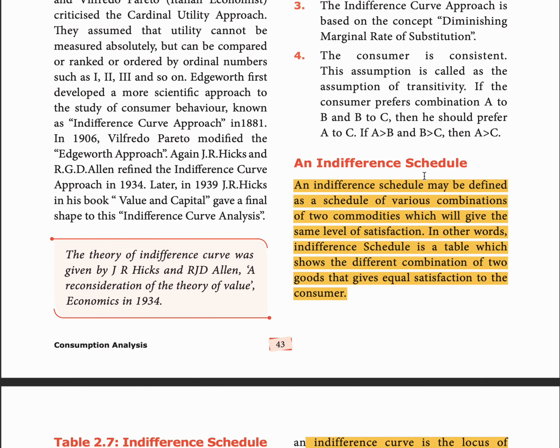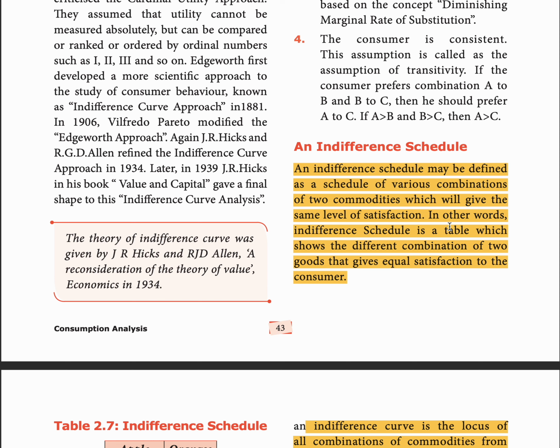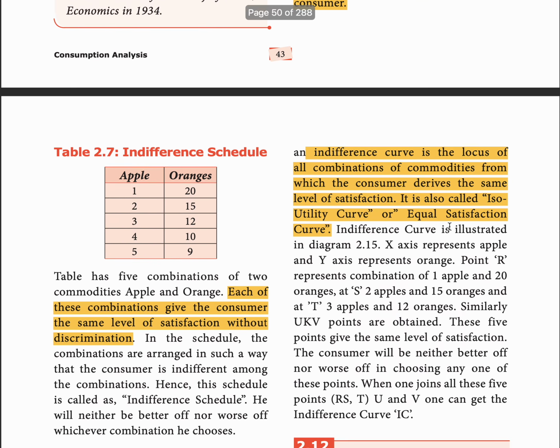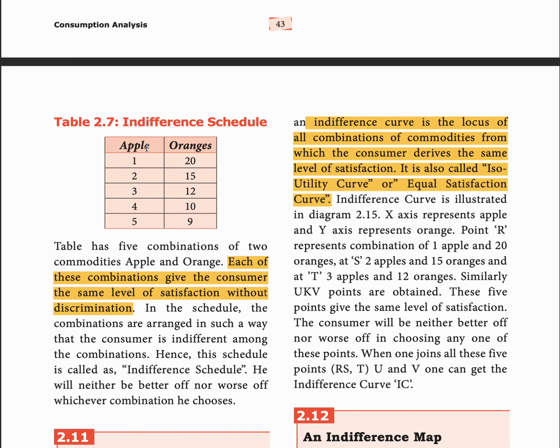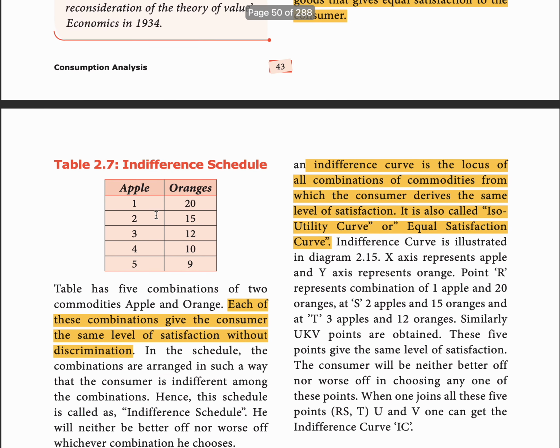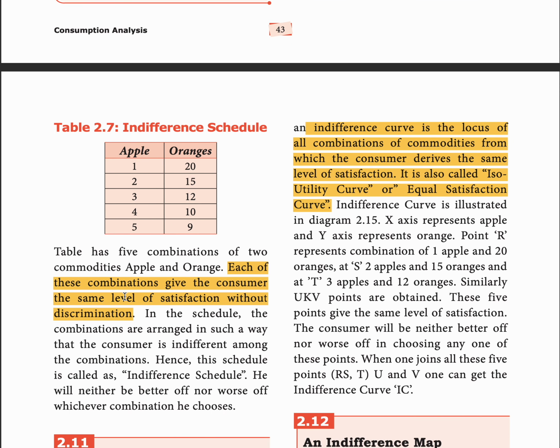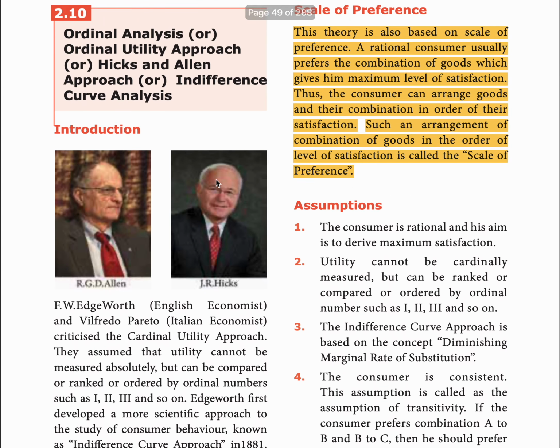An indifference schedule may be defined as a schedule of various combinations of two commodities which give the same level of satisfaction. In other words, an indifference schedule is a table which shows the different combinations of two goods that give equal satisfaction to the consumer. So friends, this is the indifference schedule. Suppose 1 apple and 20 oranges give the same level of satisfaction to the consumer as 2 apples and 15 oranges, which will be equal to 3 apples and 4 oranges. Each of these combinations gives the consumer the same level of satisfaction without discrimination. So this is called an indifference schedule.